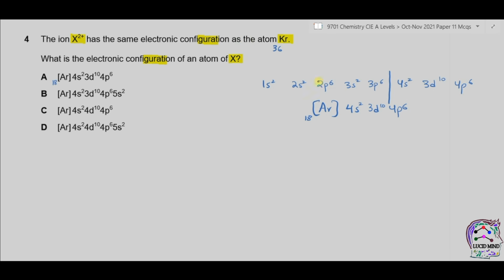It says that this electronic configuration of krypton is similar to the ion X+2, so it is equal to X+2. Then what will be the electronic configuration of X? As we know, from X+2 to make X we need to add 2 electrons. So we are going to add 2 electrons on this side. The electronic configuration will become argon 18, 4s2, 3d10, 4p6 and 5s2. 2 more electrons are added. So the correct answer is therefore B.